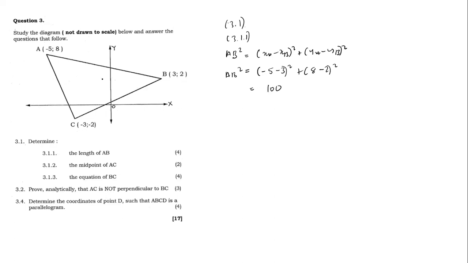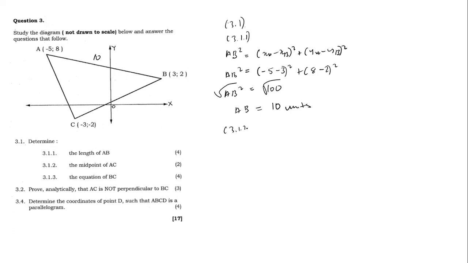Remember, this is not AB. This is AB squared. Now let's get rid of this squared by introducing a root sign on both sides. So that means in this case, our AB will be equal to the root of 100, which is 10. We are not giving magnitude, you can just write units, it's fine. 10 units. This will be the length of AB, which is 10 units.